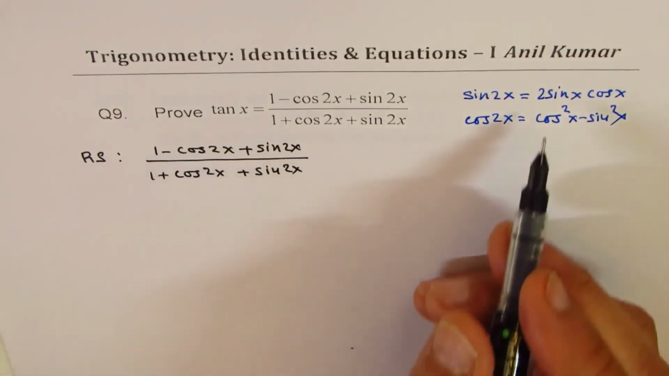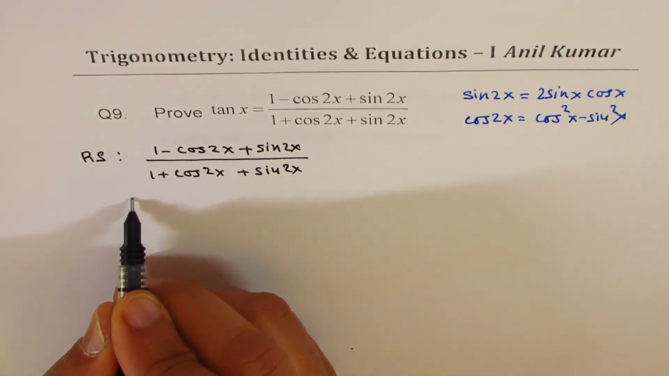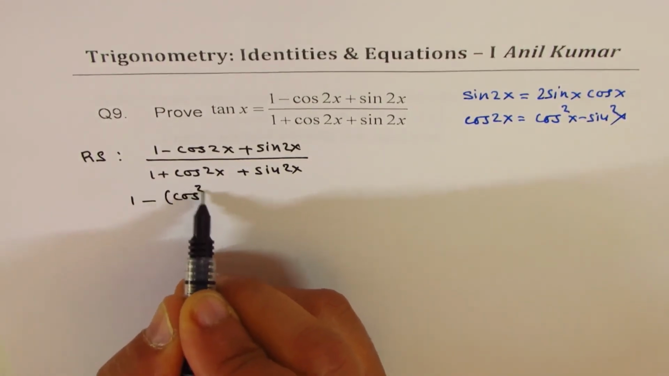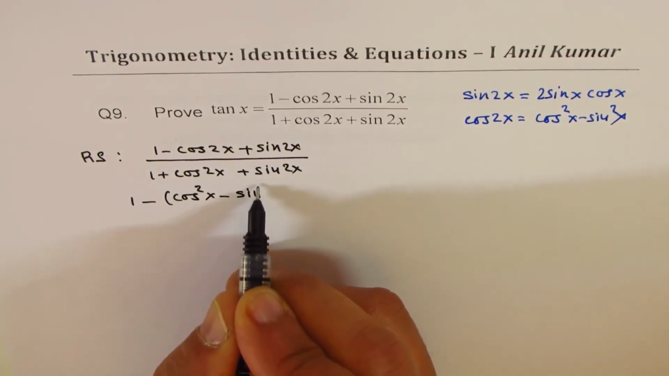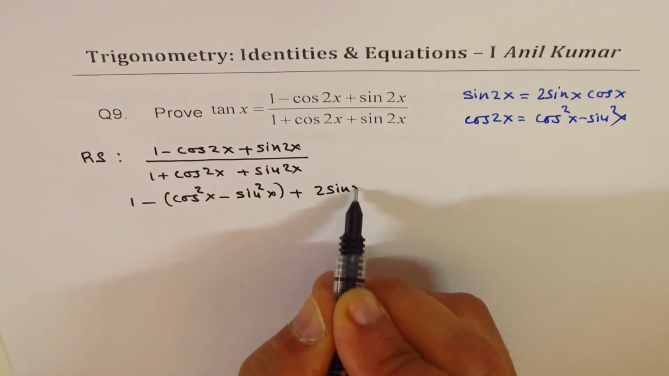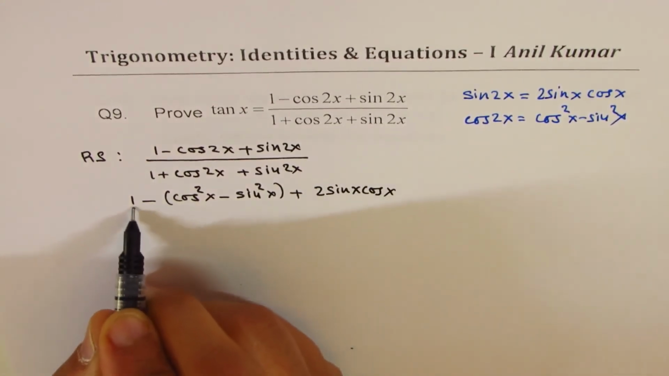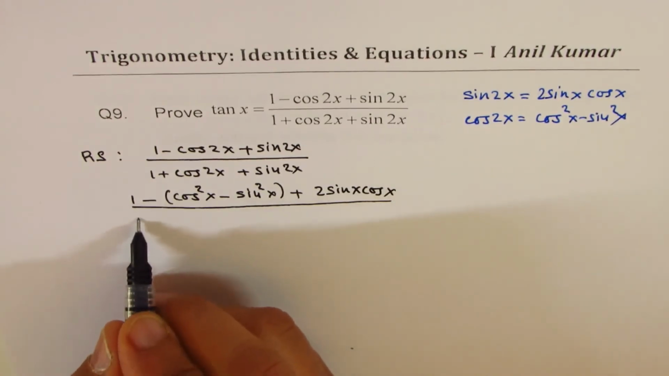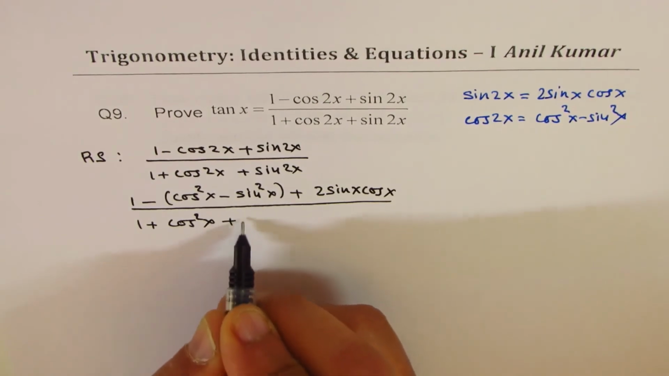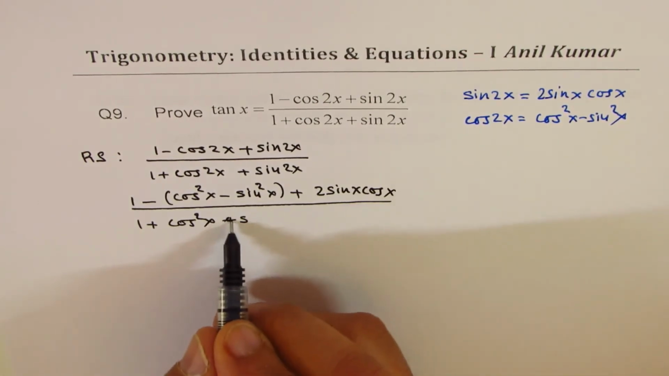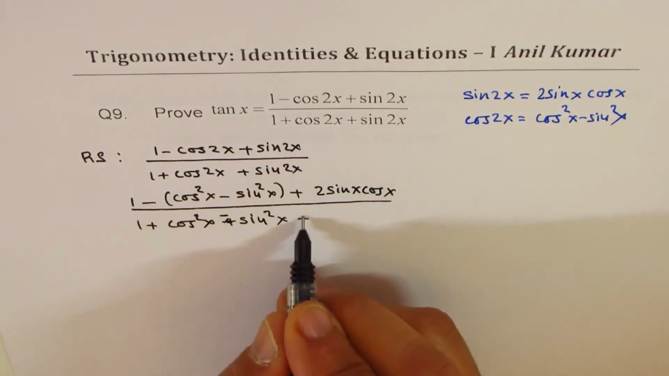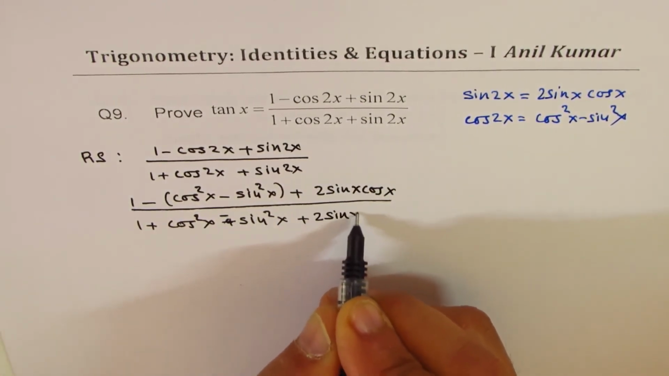Now we'll write as discussed here. Left side could be equals to 1 minus cos 2x. I'm writing cos 2x as cos square x minus sine square x, and sine 2x as 2 sine x cos x, divided by 1 plus cos square x minus sine square x, and then plus 2 sine x cos x.